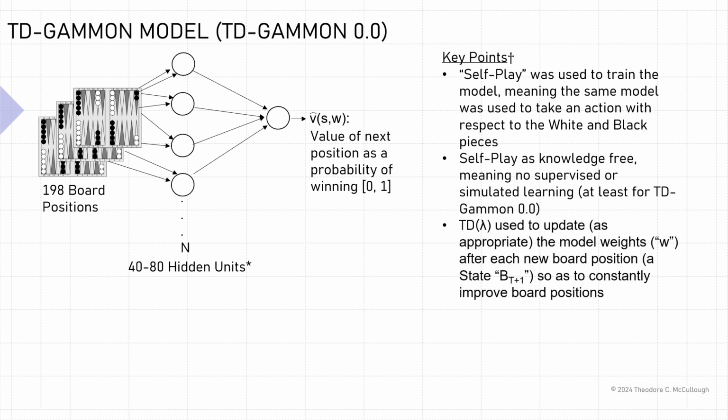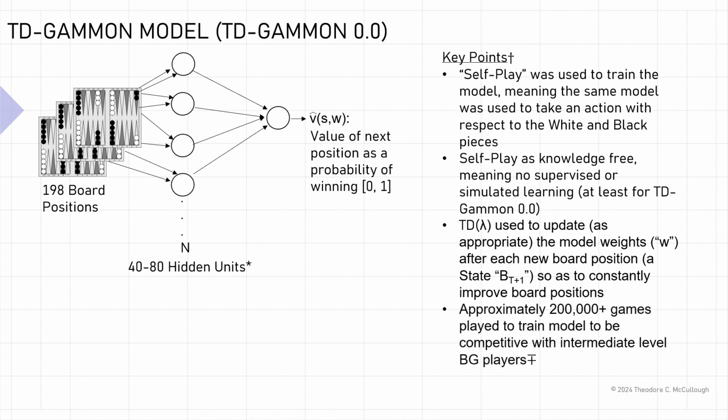The TD-Lambda algorithm was used to update, as appropriate, model weights after each new board position or state, so as to constantly improve board positions. And finally, approximately 200,000 games were played to train the model to be competitive with an intermediate level backgammon player.